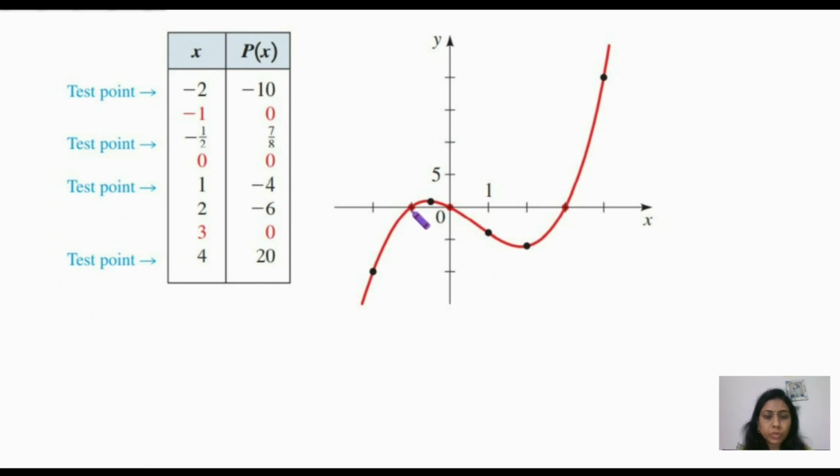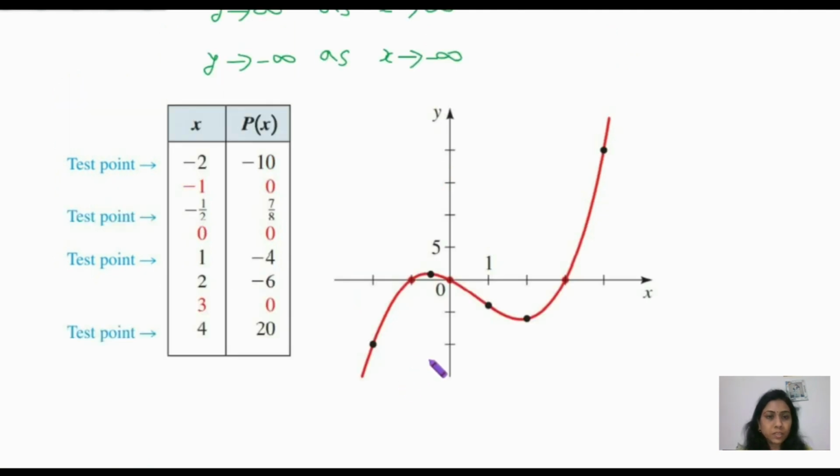Okay, here -1, 0, and 3 are the zeros. From minus infinity to -1, we choose -2, so we got negative 10, and this is below the x-axis. Between -1 and 0, here we got positive, it means the graph is above the x-axis. Again from 0 to 3, both values are negative, -4 and -6, so the graph is below the x-axis. And for 3 to infinity, we choose 4, so we got positive 20, and the graph is above the x-axis. So is graphing any polynomial now easier for you?